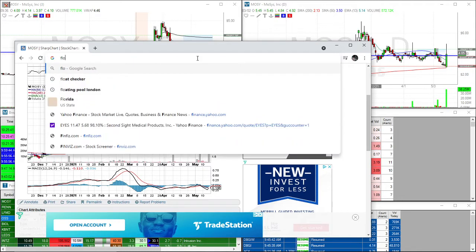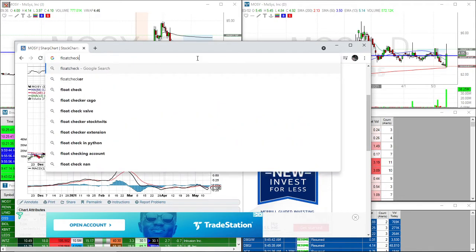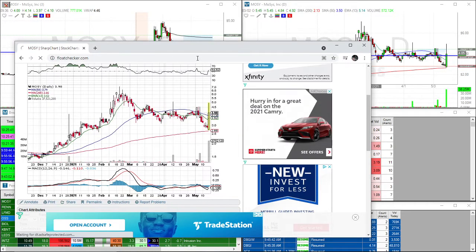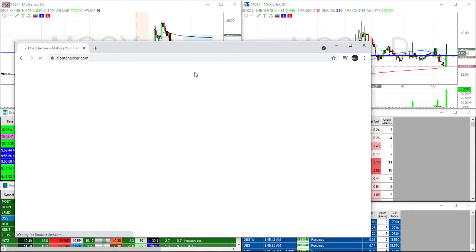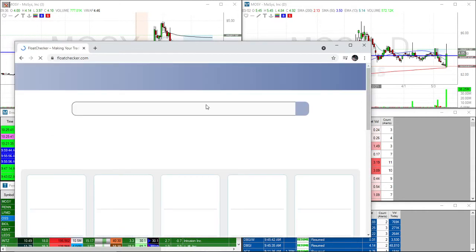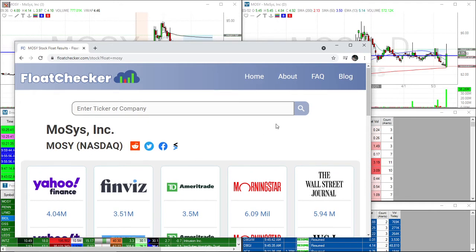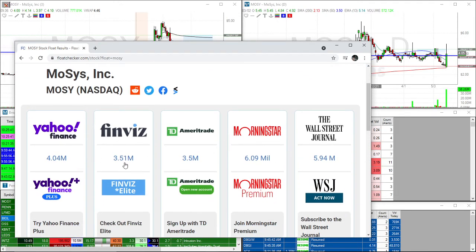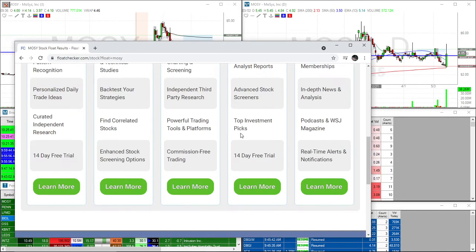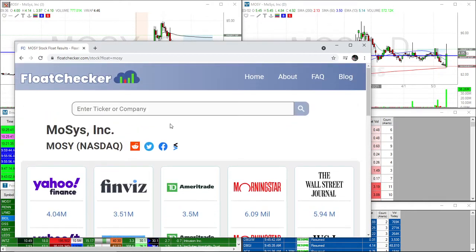Now lately, the new one we've kind of gone to is Floatchecker.com. I love this. Like I said, it's like the Trivago of trying to find a float. You're going to have boom right down here. And I know it's some different ones: Wall Street Journal, Morningstar, really haven't heard of those, but hey, whatever, I'll take it. And yeah, MOSY, want to find the float. Boom, tick it in, press enter, and there you go. Immediately, you get the float from 5 different outlets. I thought sometimes there were more, but regardless, there you go.